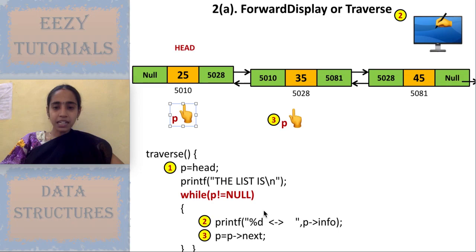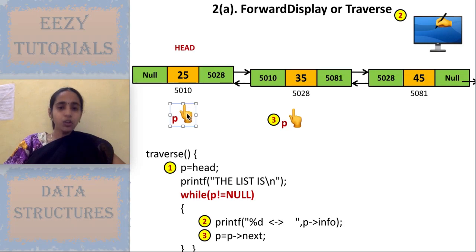printf %d. So information is an integer. So printf %d P arrow info. This is the first task you are doing. So just for legibility, since it is a doubly linked list, I am using this double arrow symbol. You can also simply leave space or you can put 2 or 3 hyphens, whatever you want. For printing purpose I am using this symbol. So printf of %d double arrow space P arrow info. So P arrow info will be printing this 25 first.